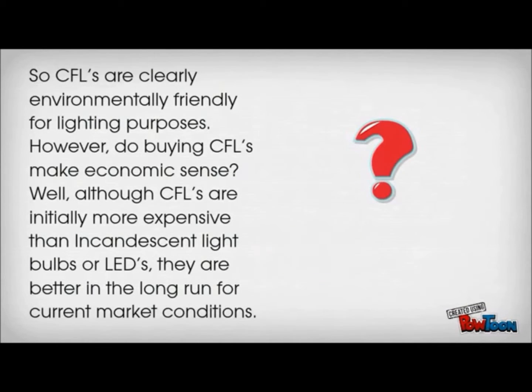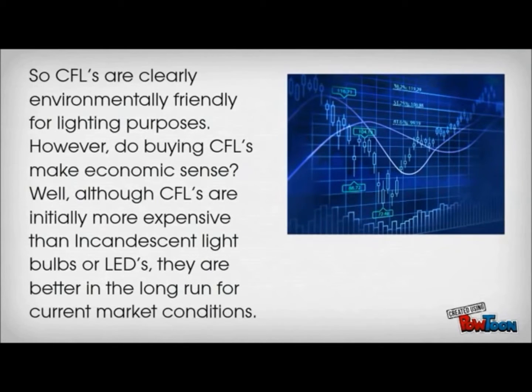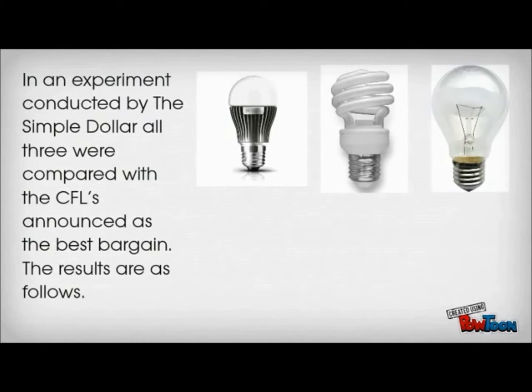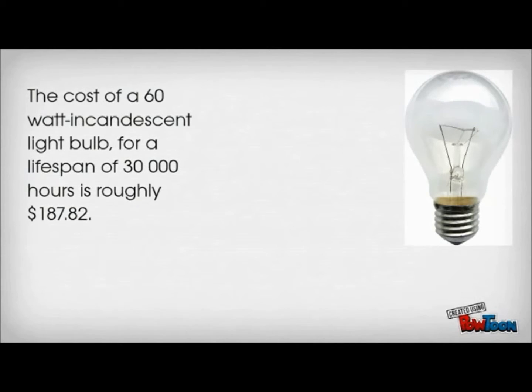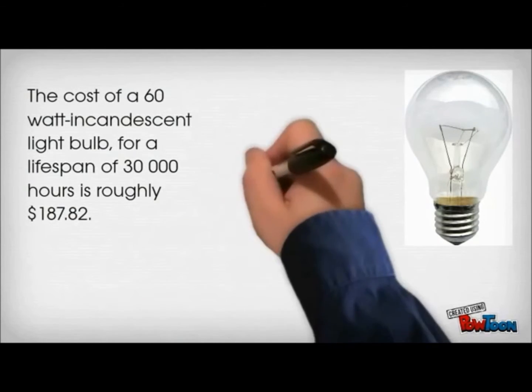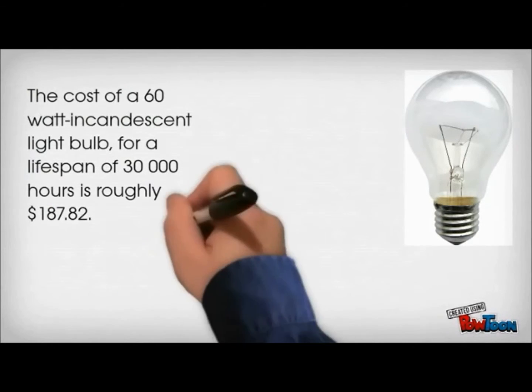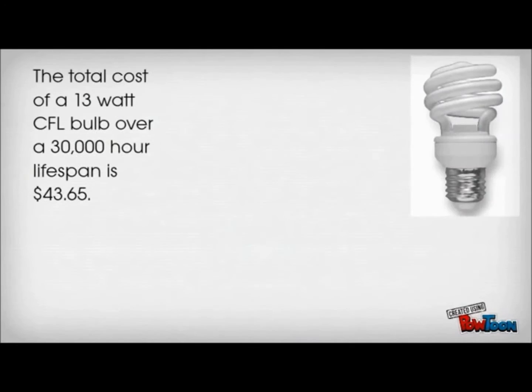Well, although CFLs are initially more expensive than incandescent light bulbs or LEDs, they are better in the long run from current market conditions. In an experiment conducted by the Simple Dollar, all three were compared with the CFLs announced as the best bargain. The results are as follows. The cost of a 60-watt incandescent light bulb for a lifespan of 30,000 hours is roughly $187.82. The total cost of a 13-watt CFL bulb over a 30,000-hour lifespan is $43.65.